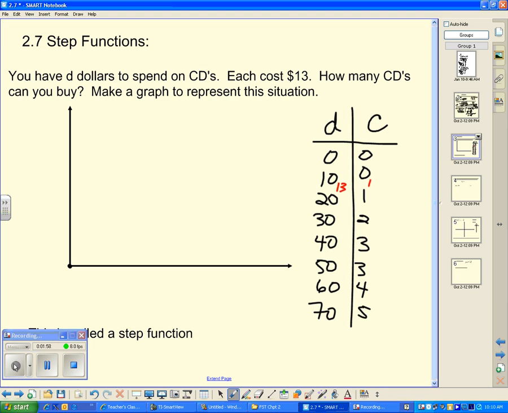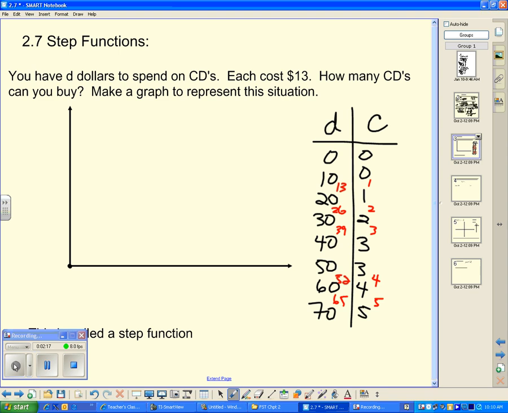We'd hit 2 if we had $26, so I'm going to plug that in as well. 3 would be at 39. 4 would be at 52, thank you, and help me out with 5. Thank you.